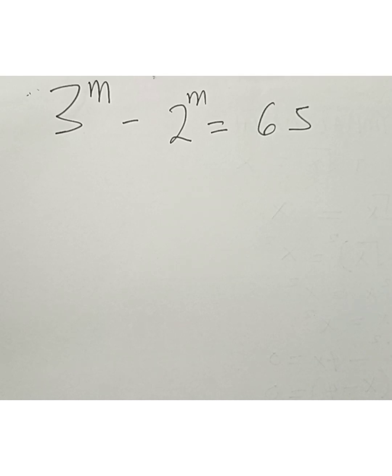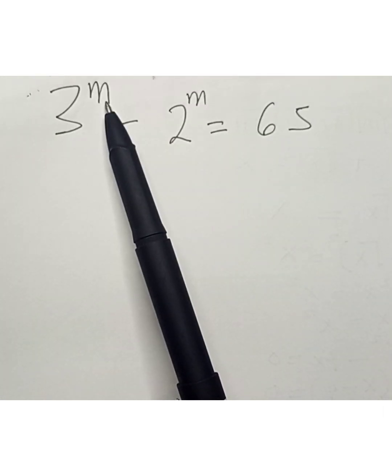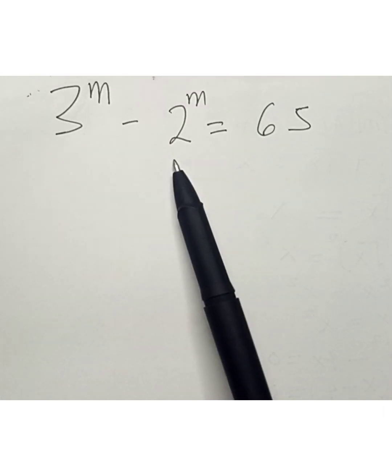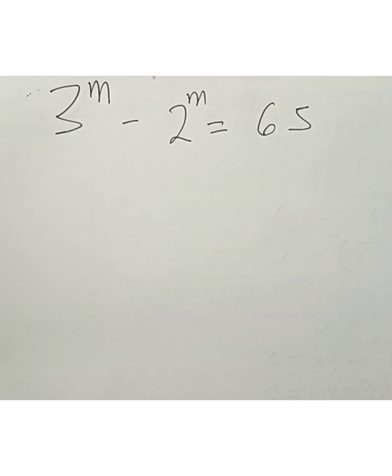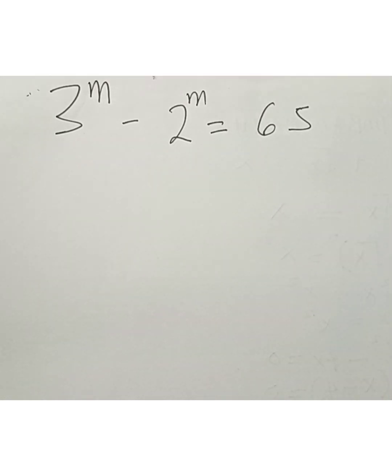Today we have an Olympiad math question: 3 to the power of m minus 2 to the power of m equals 65. So what are we going to do now to solve this Olympiad math question? We can multiply the power on the left hand side by 2 divided by 2.